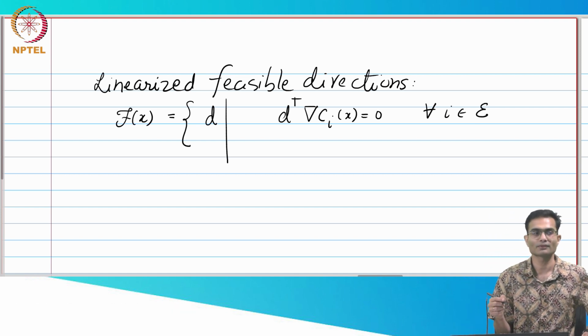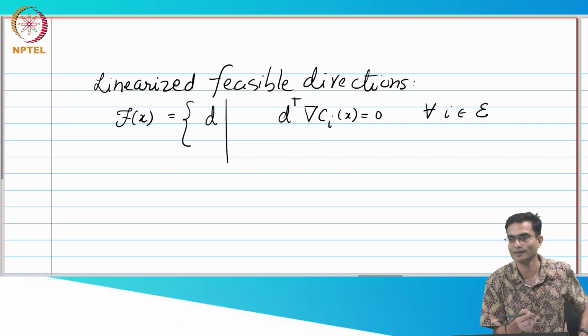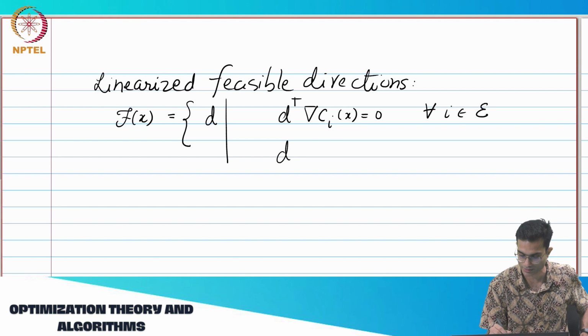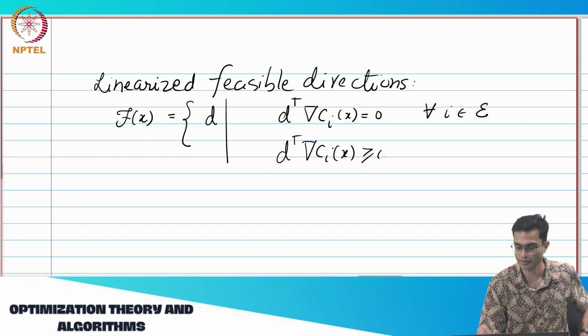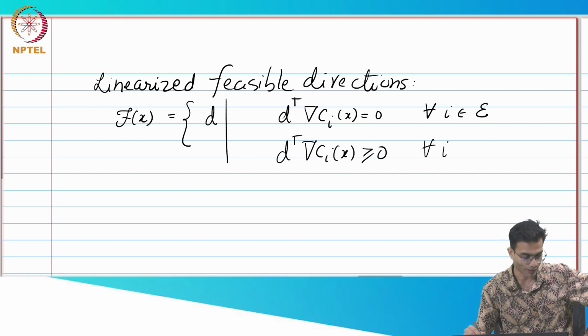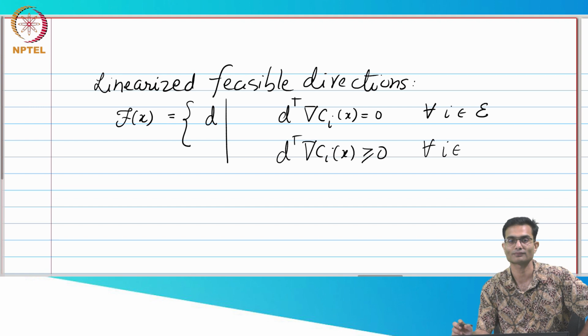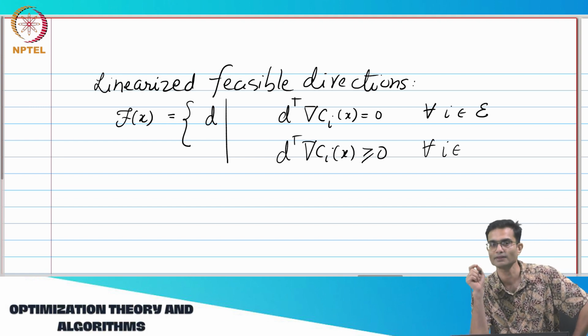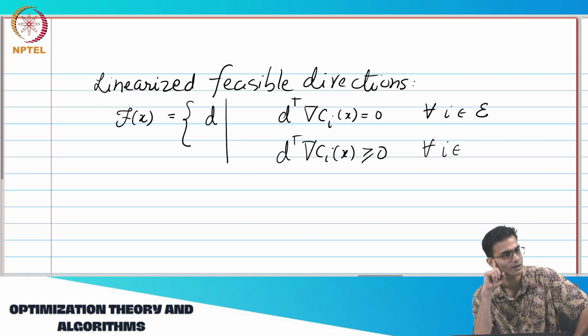What am I left with? Inequality constraints. I think if I wake you up at 2 AM, you will tell me this is the condition: d transpose grad C_i of x should be greater than or equal to 0. Now for all i belonging to what? Should I write inequality or should I refine it a little bit? Is it all inequalities for which this should be true?